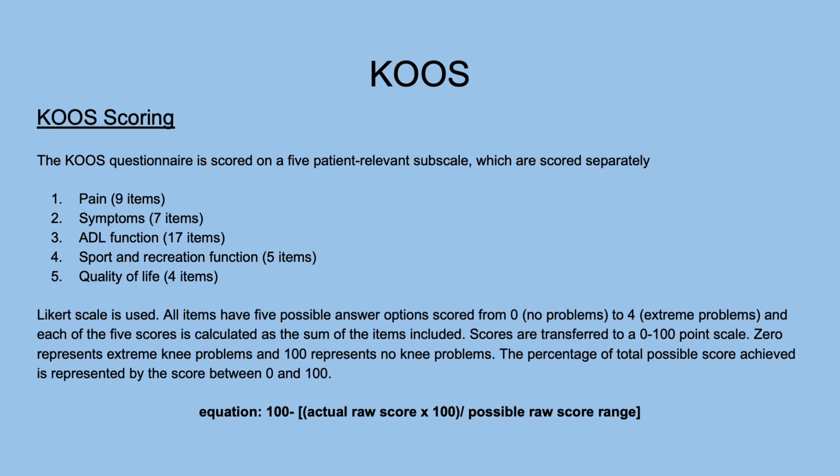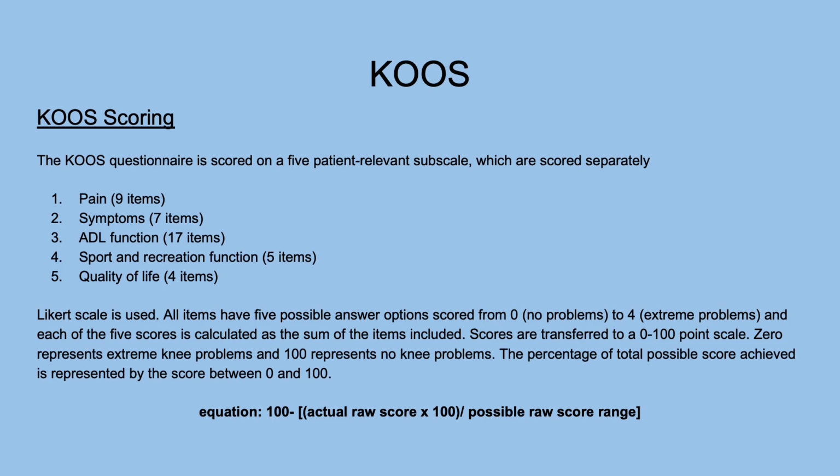The KOOS questionnaire is scored on 5 patient-relevant subscales, which are scored separately. There are 9 items in the pain section, 7 items in the symptoms section, 17 items in the ADL section, 5 items in the sports and recreation functions section, and 4 items in the quality of life section. Each item has 5 possible answer choices that are scored from 0, meaning no problems, to 4, meaning extreme problems.